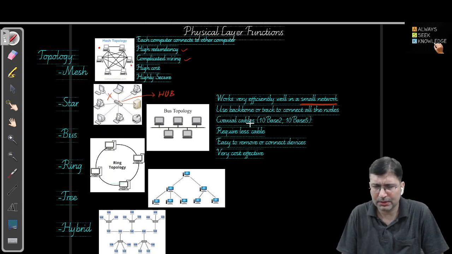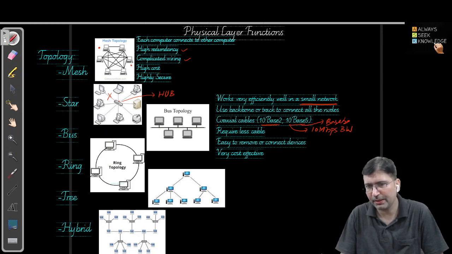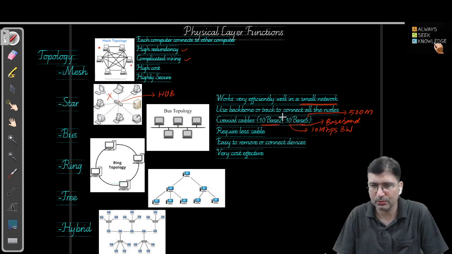And generally in bus topologies, these two types of wires are used, 10Base2 and 10Base5. So you do understand these things. 10 means the bandwidth is 10 Mbps. And Base means baseband signals. And this 5 means the repeaters or signal amplification will be required after 500 meters. So in case of 10Base2, the repeaters will be required after 200 meters.